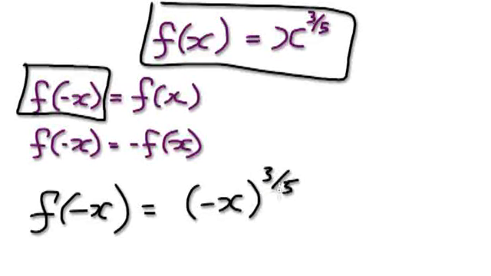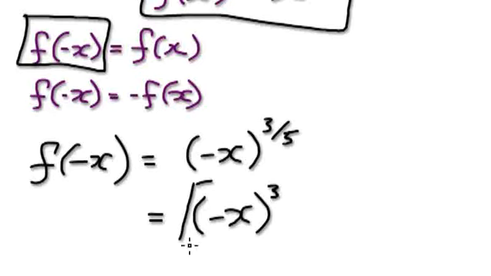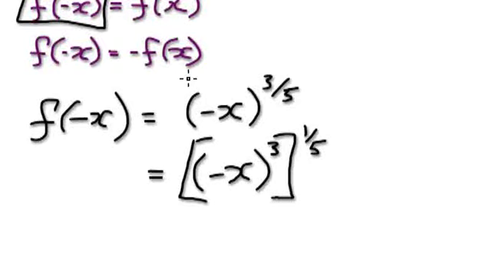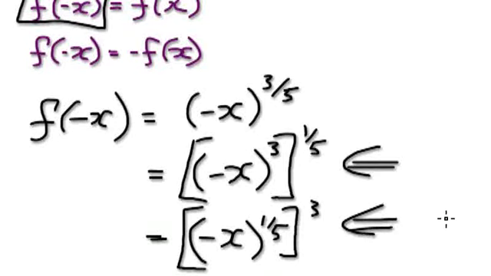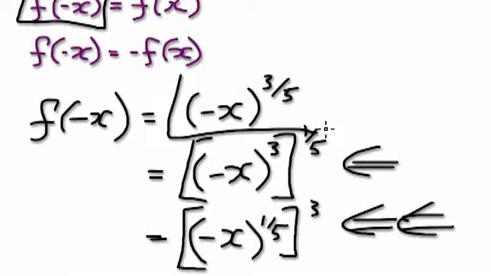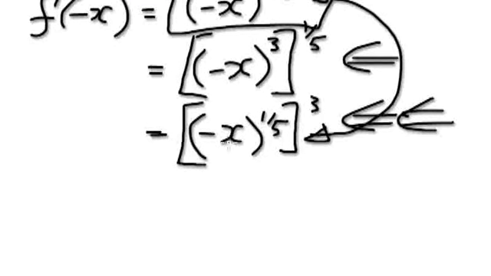So whenever you have a power that is a fraction, break it up. You can either choose to break it up as minus x to the power of 3, and then power it to a fifth, or you can choose to break it up as minus x to a fifth, and then power it to the 3. It doesn't matter which one you choose. I'm just going to choose this one here. Okay, so what does this mean?